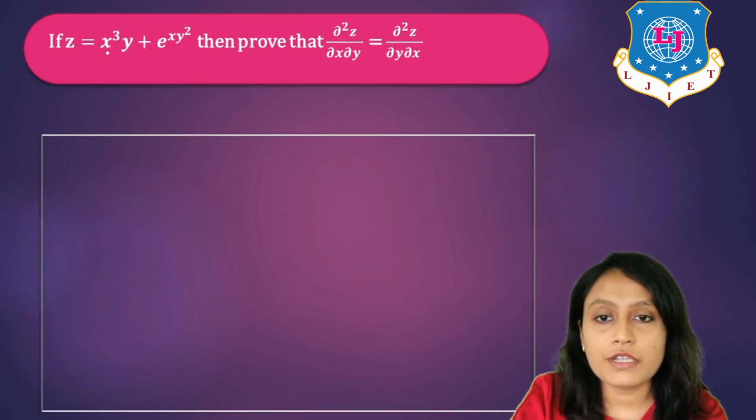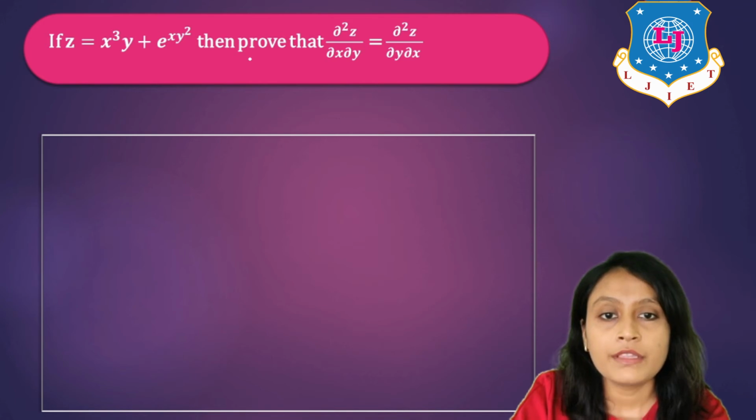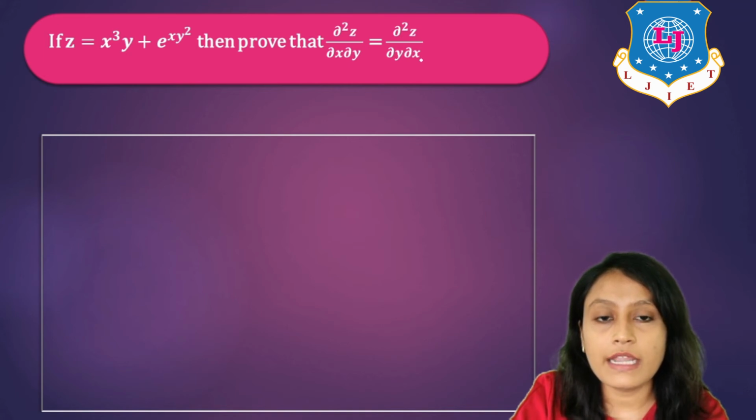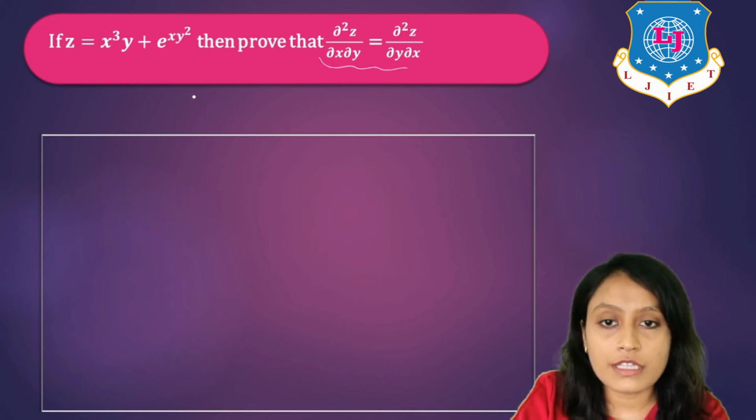Okay, so the next question is, if z is equal to x cube y plus e raised to x y square, then we have to prove that del square z by del x del y is equal to del square z by del y del x. So here we have to prove this Clairaut's theorem.